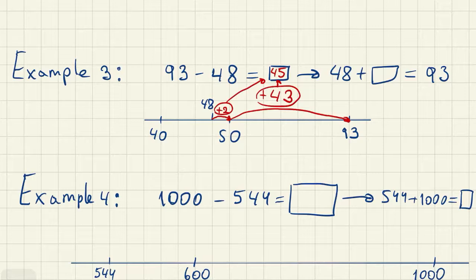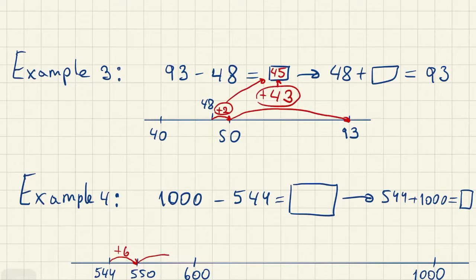And then somewhere in the end, our final destination is 1,000, yeah? Okay, so here we have a small problem, right? It's 544 to 600. It's not that easy to find. So you know what we can do? We can break it into even smaller steps. We can first go to 550. And that is plus 6.